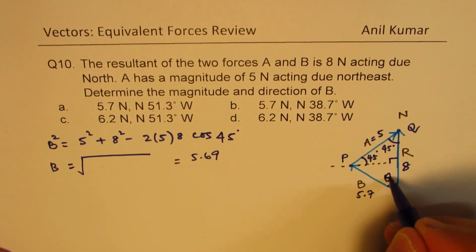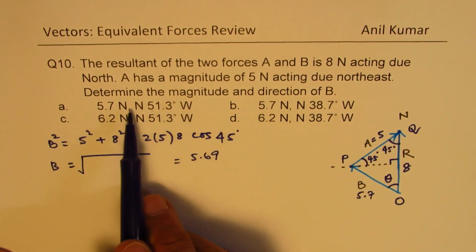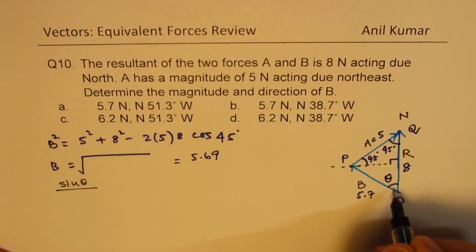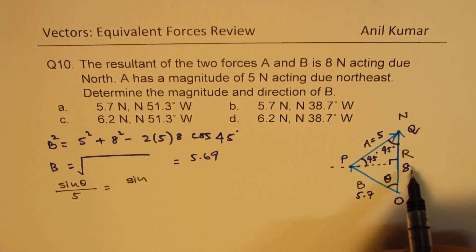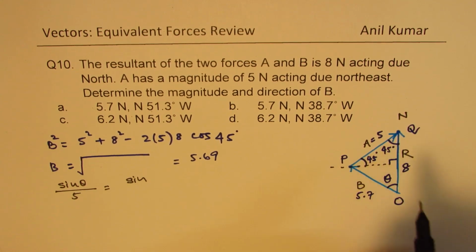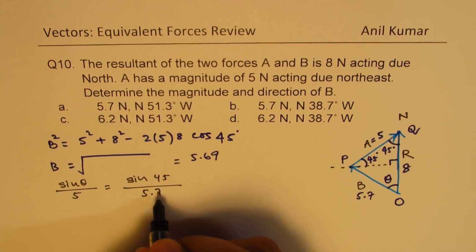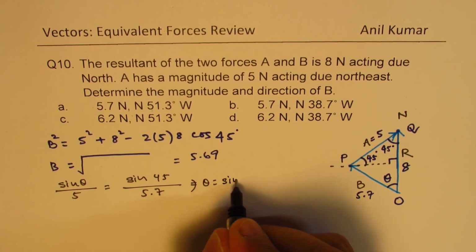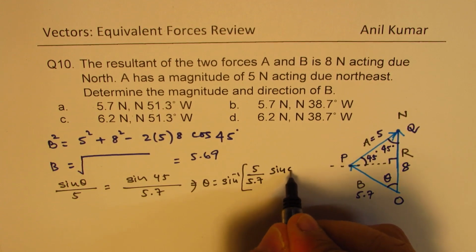Let's call this angle as theta. Okay. With 5.7, we have two solutions, A or B, right? So we have to now check which angle is the correct angle. So to get the angle, we can apply the sine law. So we have sine of theta over 5 equals sine of 45, right, over the side which we just found, which is 5.7. Okay. So from here we can find what theta is. So that gives you theta is sine inverse of 5 divided by 5.7 times sine of 45 degrees.